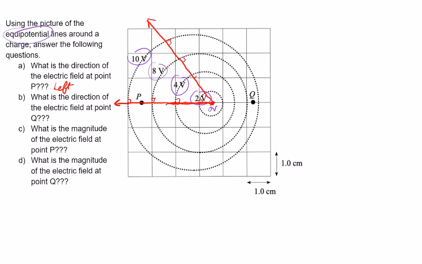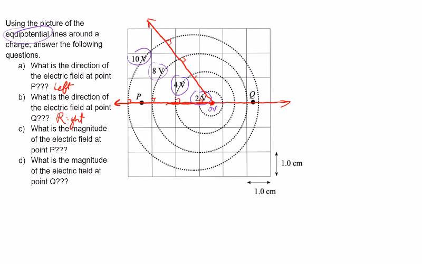Then over here at Q, we would have this pointed in this direction. So I would say at point Q, it would just be pointed toward the right. Nothing too fancy, just trying to remind you that electric field lines are perpendicular to your equipotential lines, or equipotential lines are perpendicular to your electric field lines.